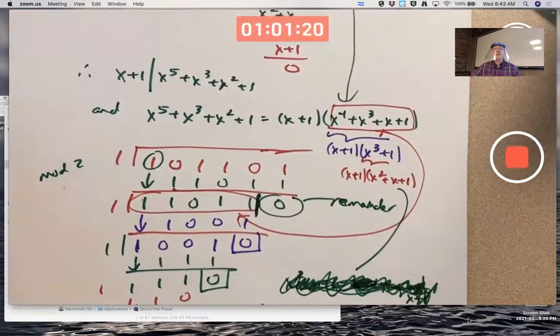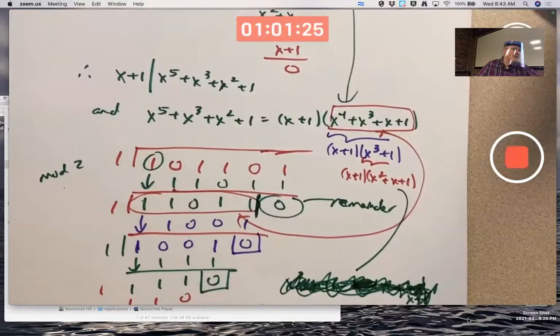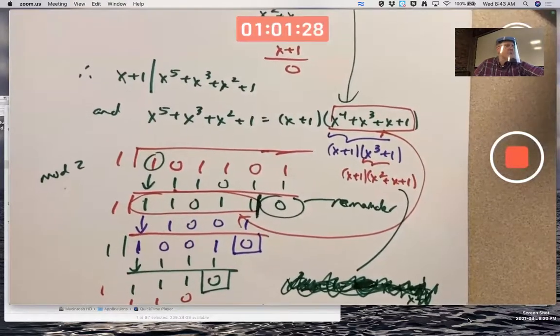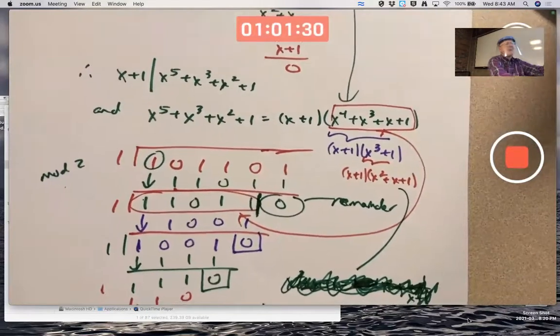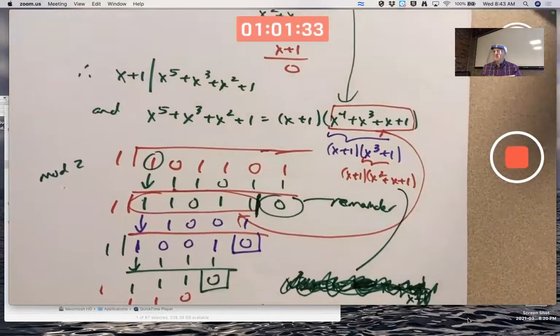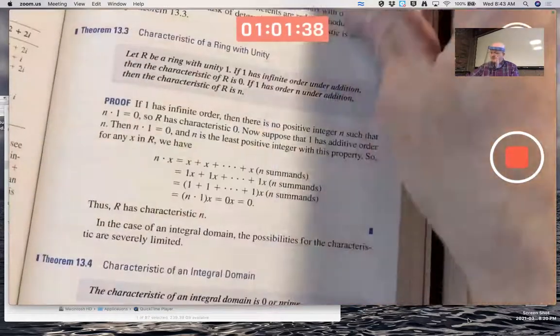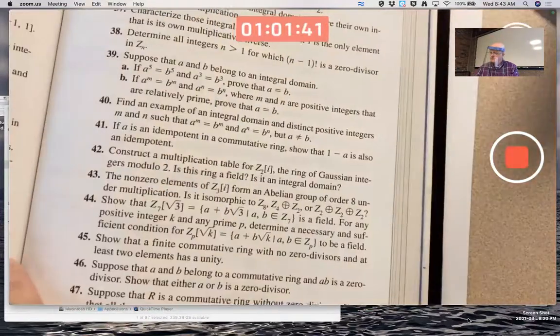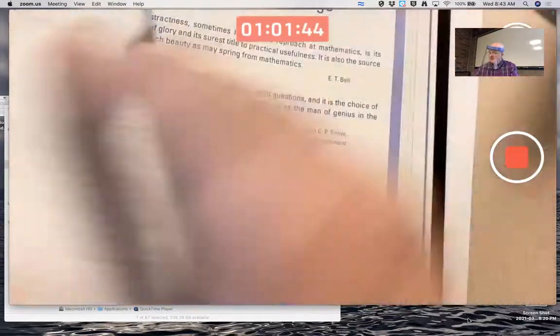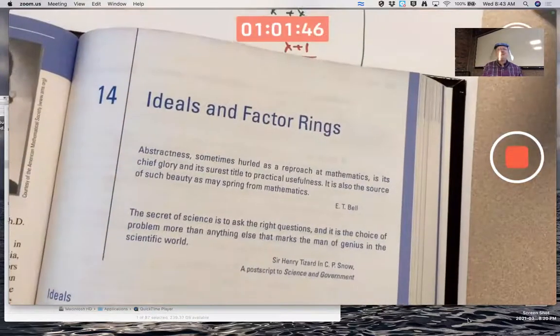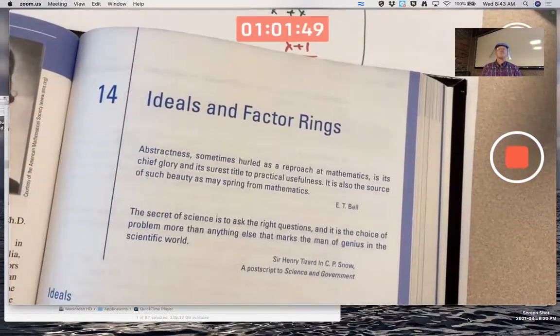So what I'm showing you here is kind of a preview of that, but I think it's worth doing now as well. Our last few minutes here, 7 minutes. Let's just take a look at something you're going to be reading. The beginning of chapter 14. Title of chapter 14 is Ideals and Factor Rings. Factor ring. Is that like a factor group? Yeah, it is. Factor rings are similar to factor groups.